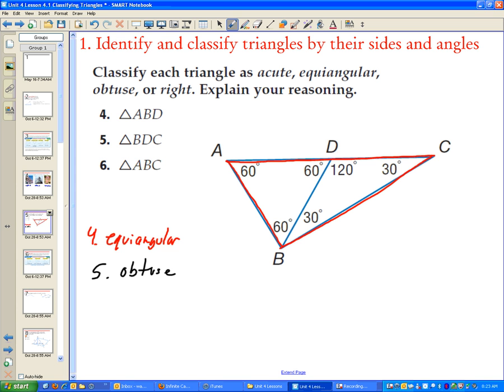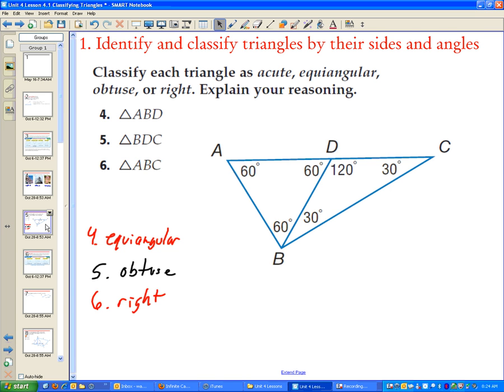I don't see a right angle mark. But 60 plus 30 is 90. That's a right angle. So that's about as much trickeration as they're going to give you. That's a word. I just made it up.